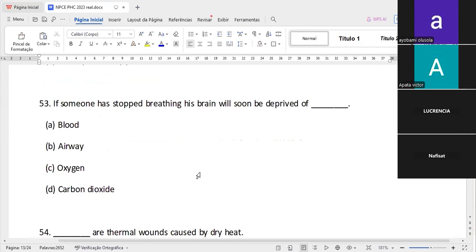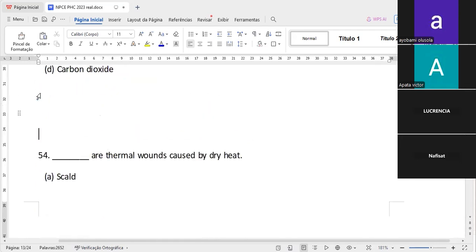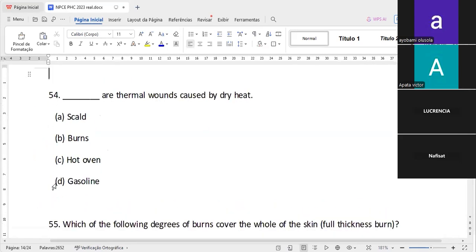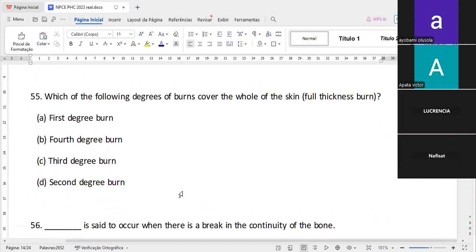If someone has stopped breathing, the brain will soon be deprived of oxygen. Burns are thermal wounds caused by dry heat. Burns, correct. Which of the following degrees of burn covers the whole of the skin? Third degree burn.